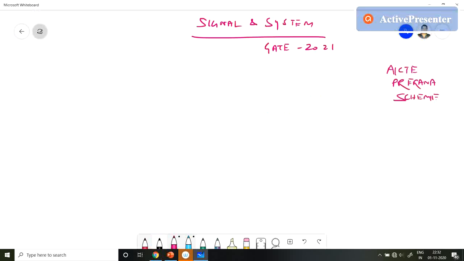So in this class we will discuss the Fourier transform. So the Fourier transform pair. Let us start with the Fourier transform pair.